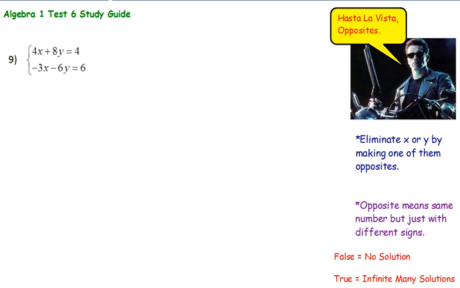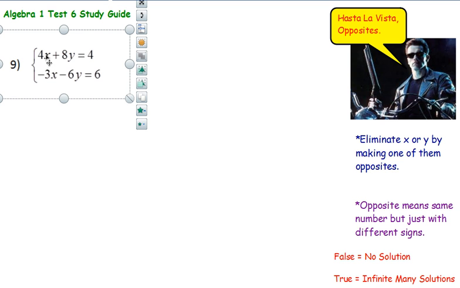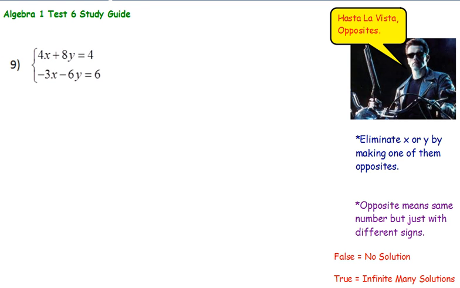All right, so let's try to, what's the Terminator, what's he say over there? He says we gotta make some opposites. Well, so, I don't know, let's see if we've got some opposites or not. Well, positive 4, negative 3, those aren't opposites. Negative 6 and positive 8, those aren't opposites. Well, is there anything I can multiply 3 by to make it a 4? No. Is there anything I can multiply 6 by to make it an 8? No. Oh, okay.